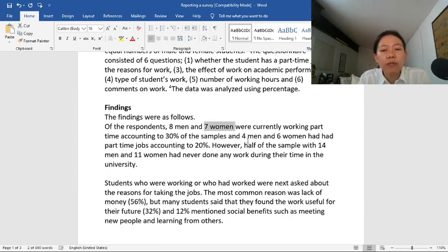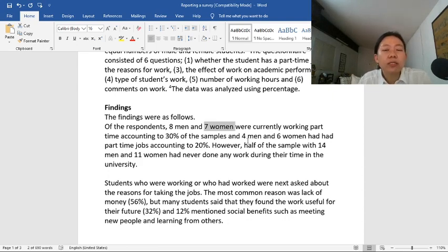And next, half of the samples say that they have never done part-time work before. So there are 25 students who said they have never done part-time work during their study. So next, we're going to move on to the second question.